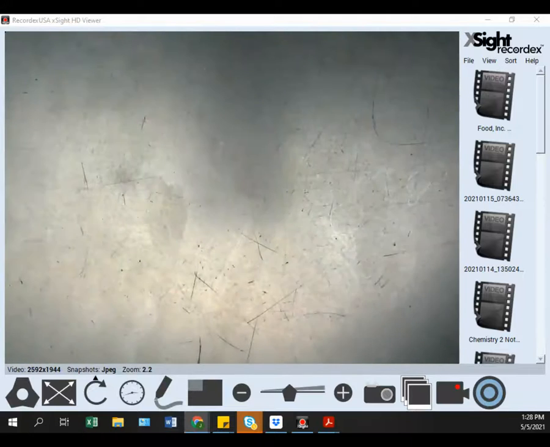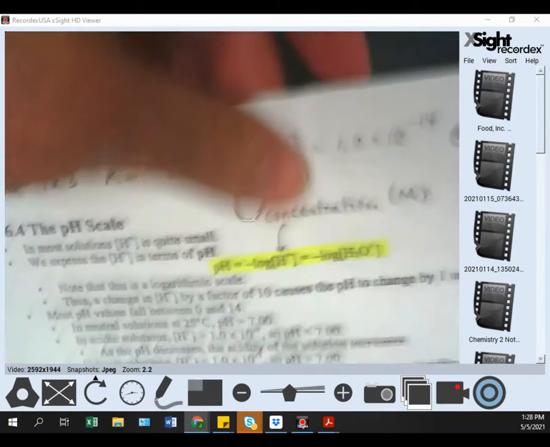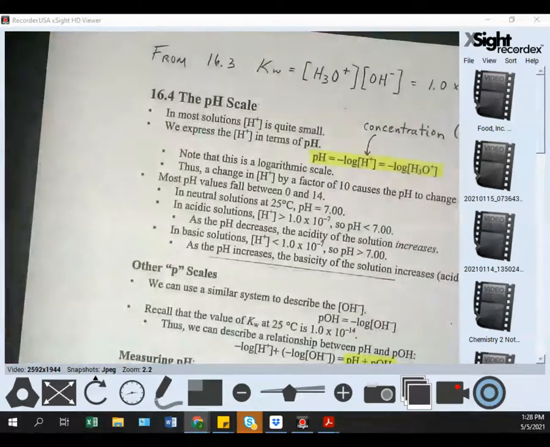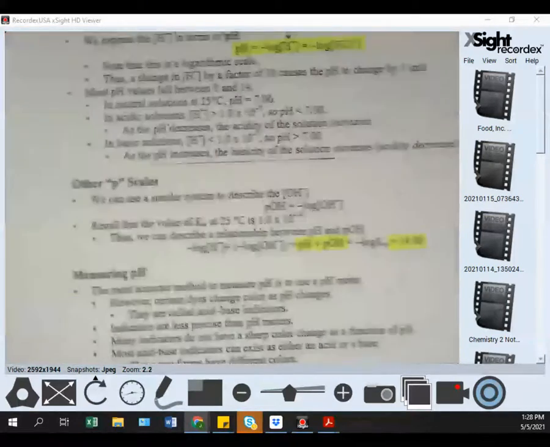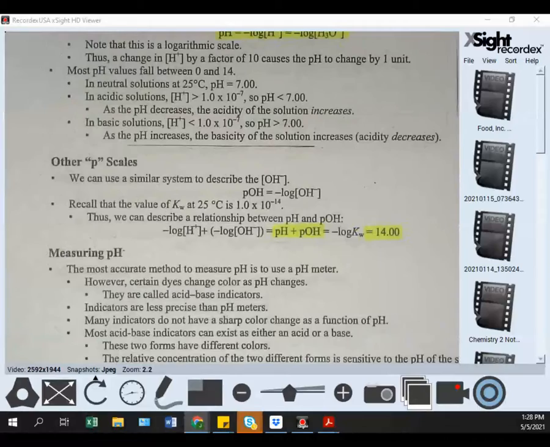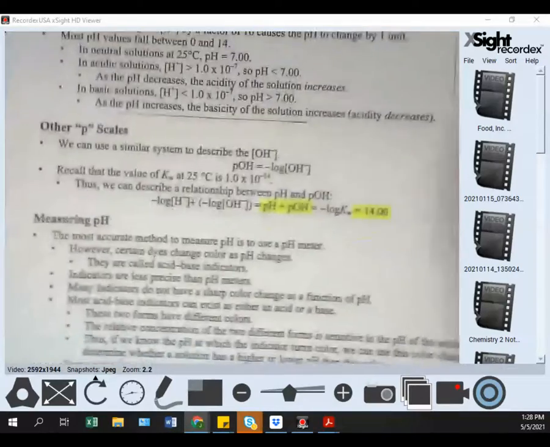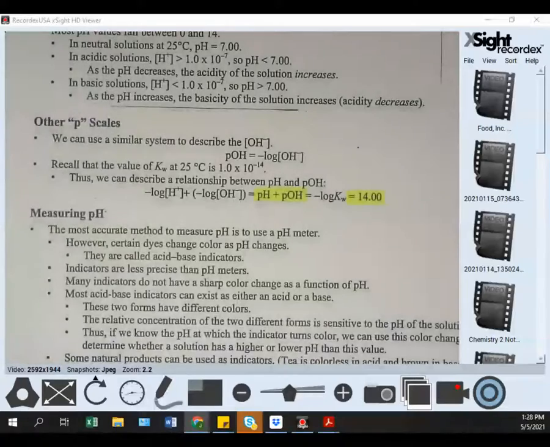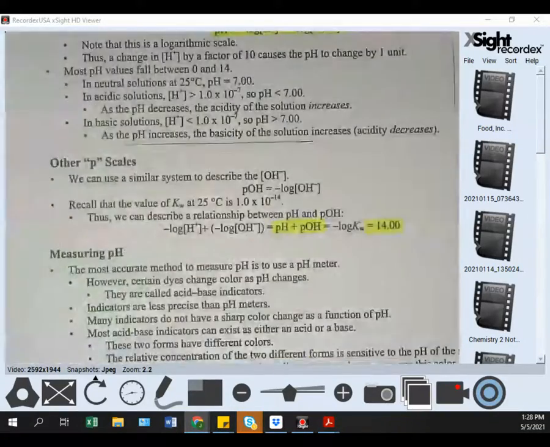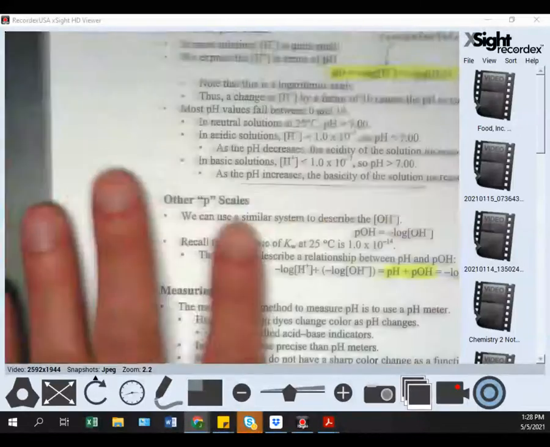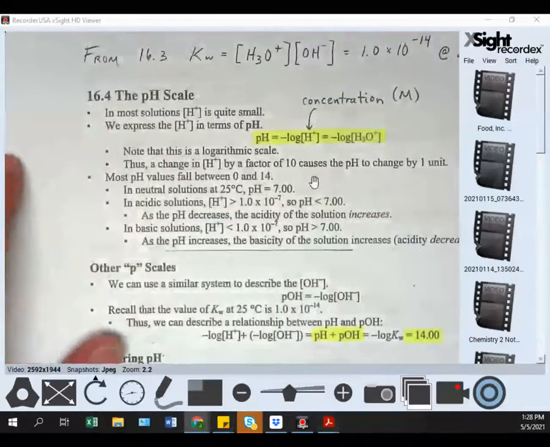So we're going to do the pH scale notes. Okay. So this, hold on, let me get myself some room here so we can see what we're doing.